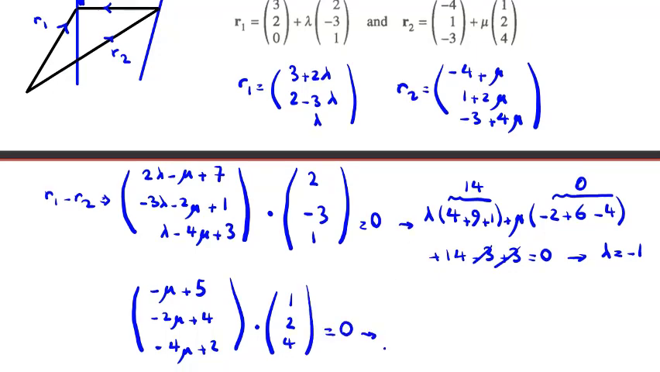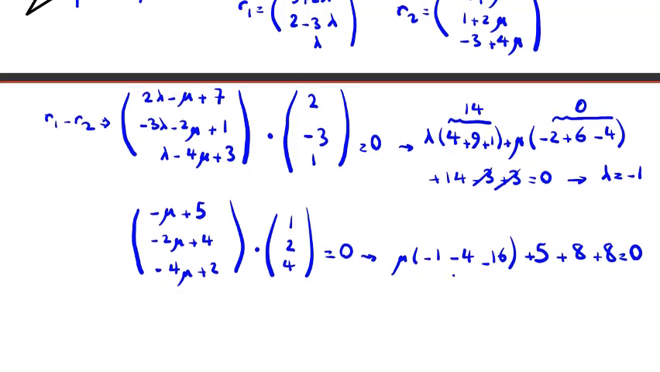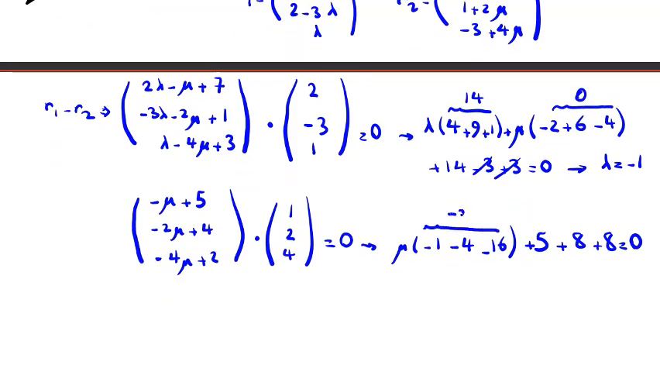Now, if we consider the coefficient of mu, it will be negative 1, negative 2 times 2 is negative 4, negative 4 times 4 is negative 16. Constant term: 5, plus 4 times 2 is 8, plus 2 times 4 is 8, equals 0. Now here it will be negative 21. 5 plus 8 is 13, plus 8 is 21. If you take it to the right hand side, negative 21 over negative 21, mu will be 1.